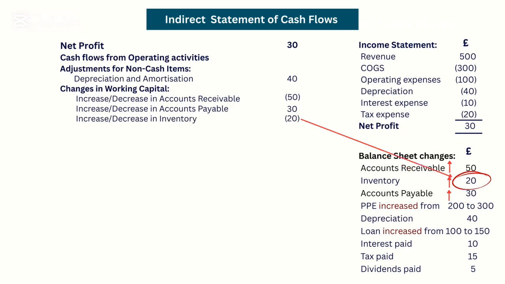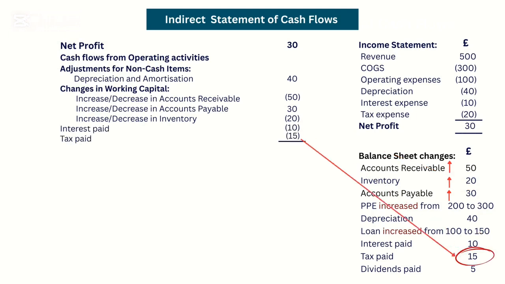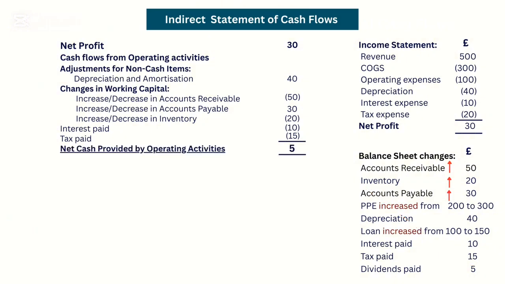Inventory increased by 20. Inventory increase means we bought more goods than we sold, so cash left the business. We subtract 20. Interest paid is 10, and tax paid is 15. Notice, the company made 30 profit, but only generated 5 in operating cash. That's because cash is tied up in receivables and inventory.